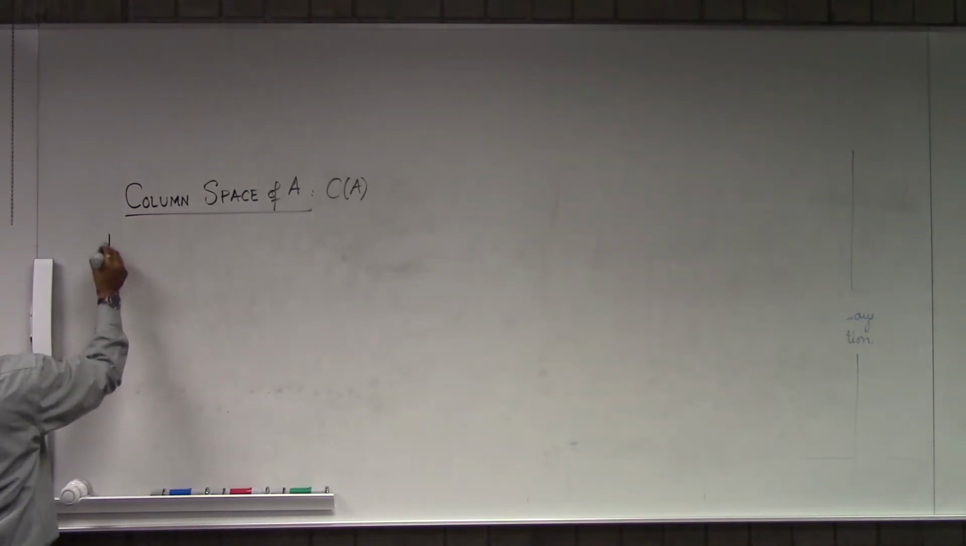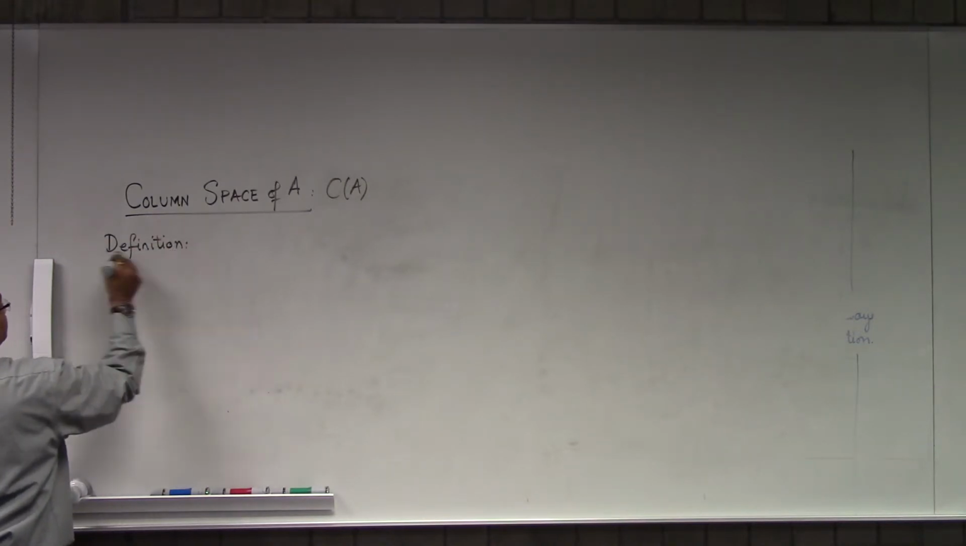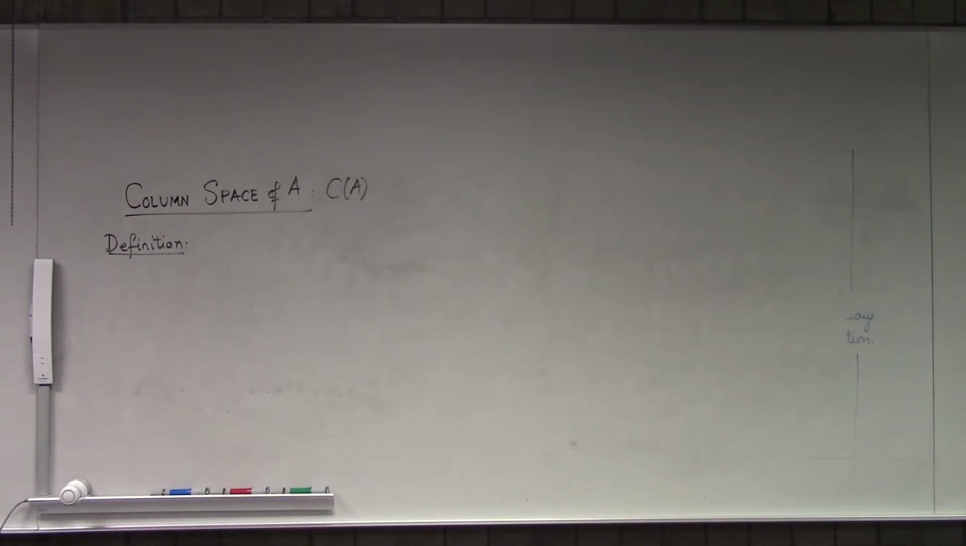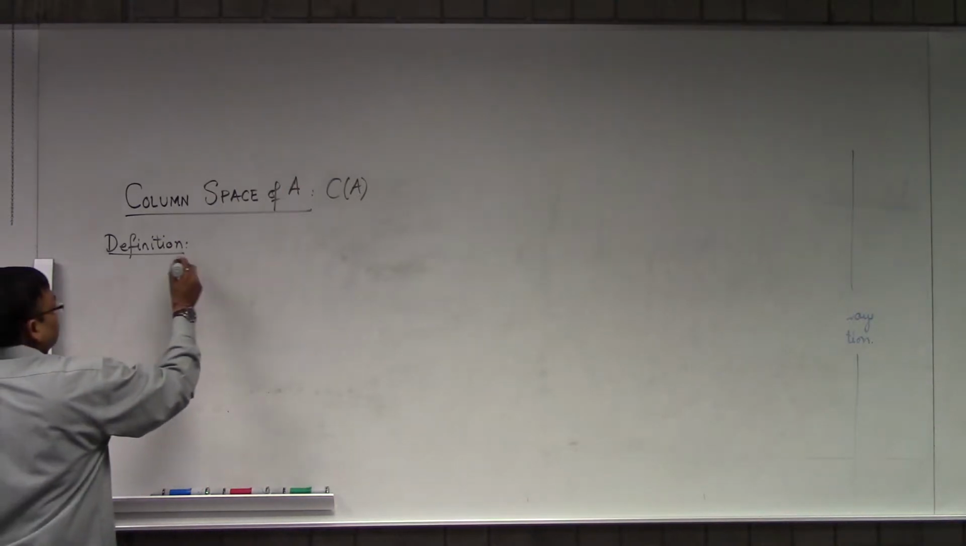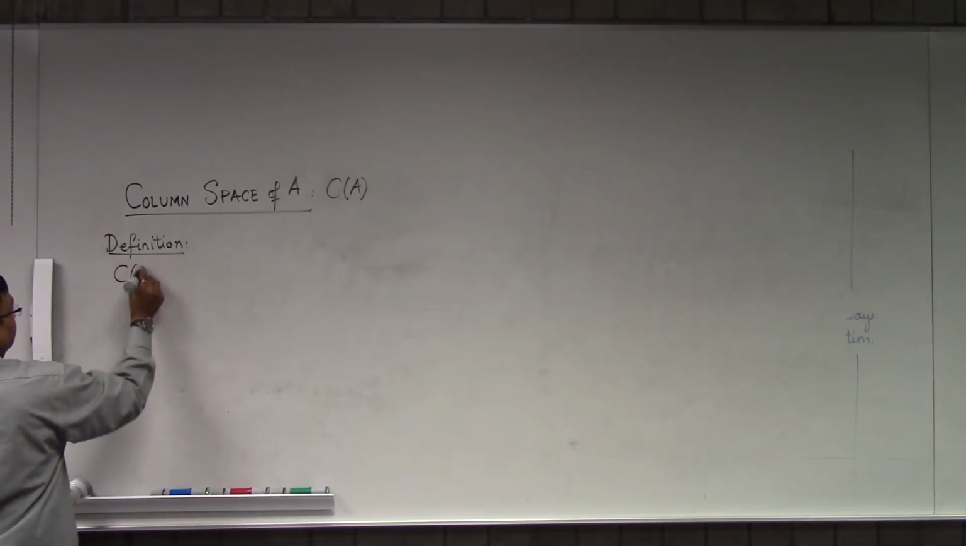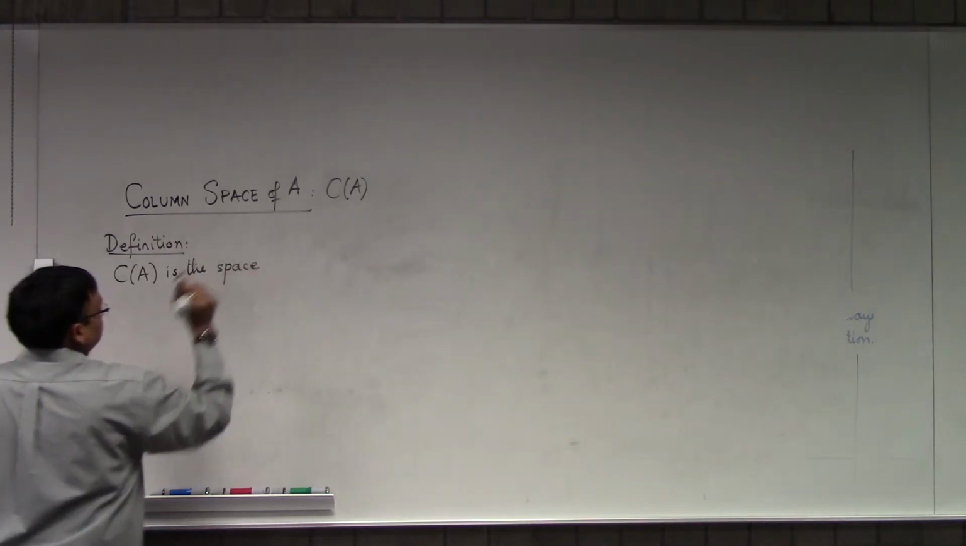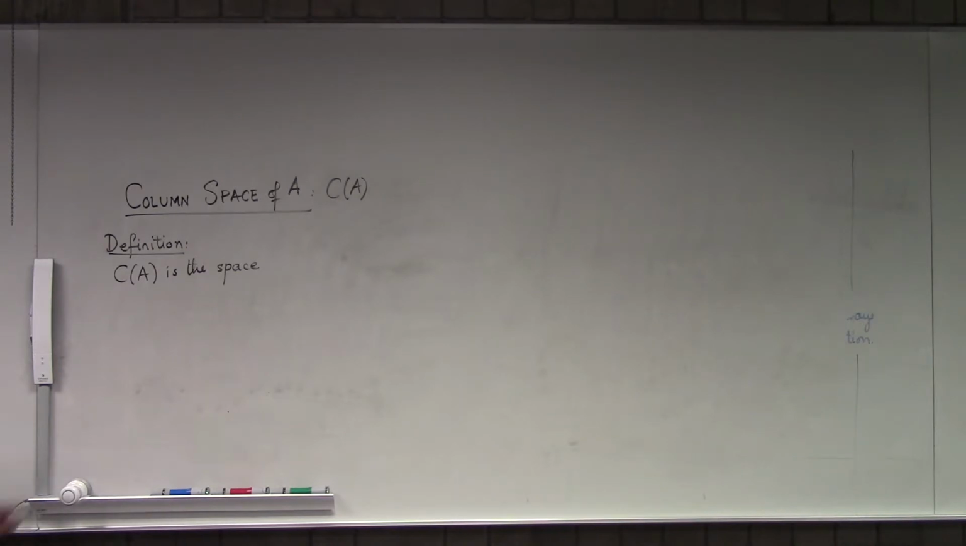So I'll give you the first definition of the column space. This is the definition which most people understand fairly well. However, I would recommend you to start thinking more about the other definition that I will give you, because that is a more useful way of viewing things rather than this one, even though this is very easy to understand. So what is the definition of a column space? Column space of A is the space, well, the space made up with the columns of A.